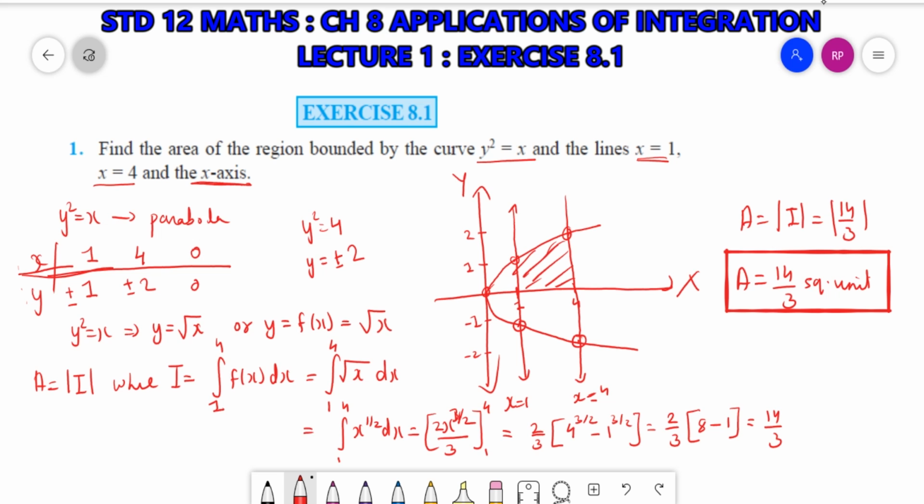Why are we taking modulus? Because if we find the area from the other region, sometimes we will get a negative value. But area cannot be negative. Here area cannot be negative. So in that case, we need to take modulus of I. So every time, area will be equal to modulus of I. Here, this was about question number 1. Just note it down.